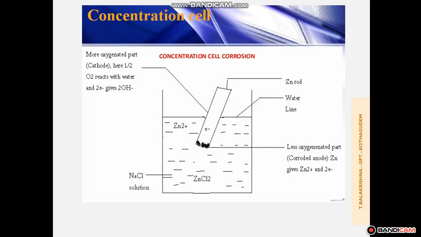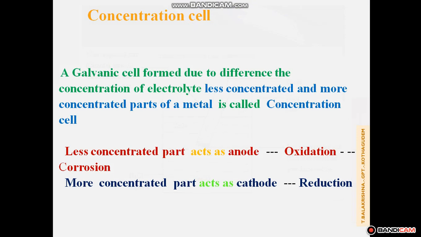Next cell, concentration cell. The galvanic cell formed due to difference in concentration of electrolyte is called concentration cell. In the cell, there is a less concentrated part and a more concentrated part.